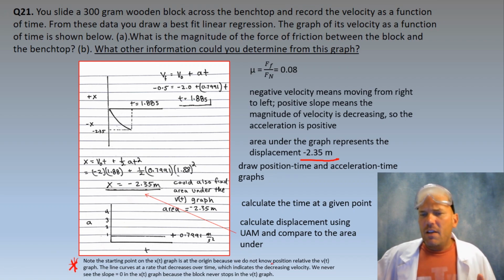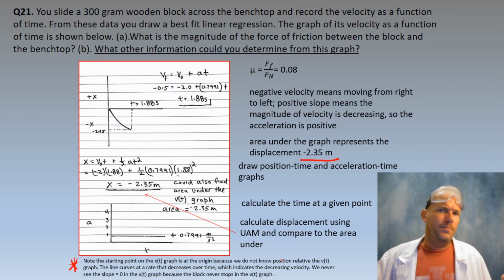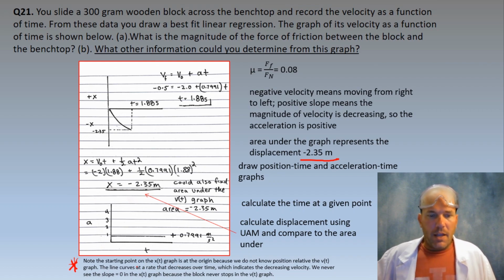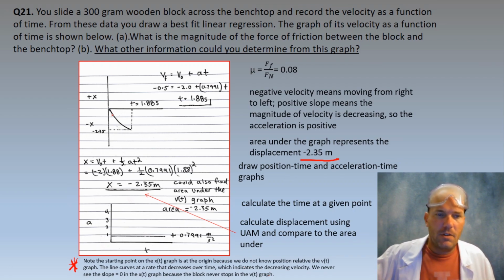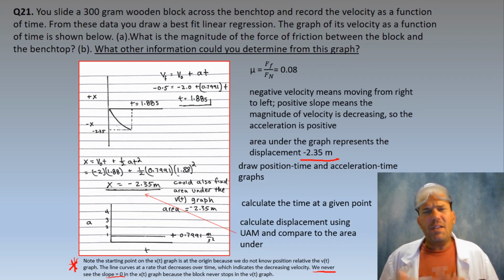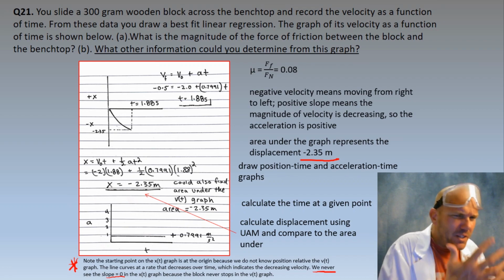Final note here that the starting point on the position as a function of time graph is at the origin, because we don't know the position relative to the velocity time graph. Problems will either tell you that starting position equals 0, but we don't know. So we went ahead and just started at the origin because we didn't know. And the curvature of the line is at a rate that decreases over time, okay, which indicates a decreasing velocity. So if you were to draw your series of tangents, slope decreases, decreases, decreases, but we never see a slope equal 0 because the block never stops in the original graph, so we don't know what happens.